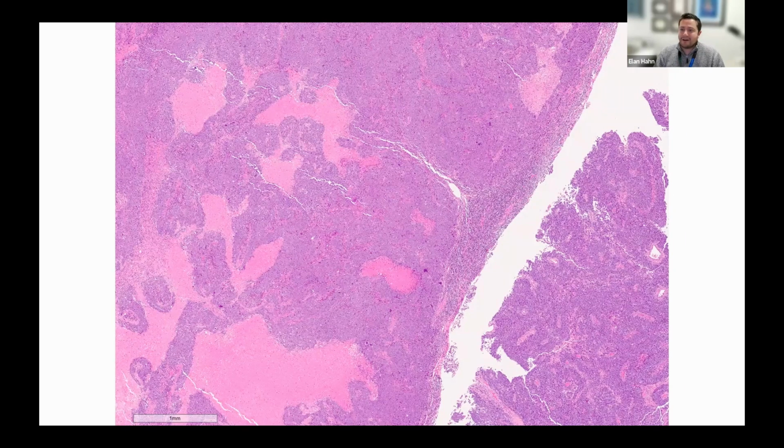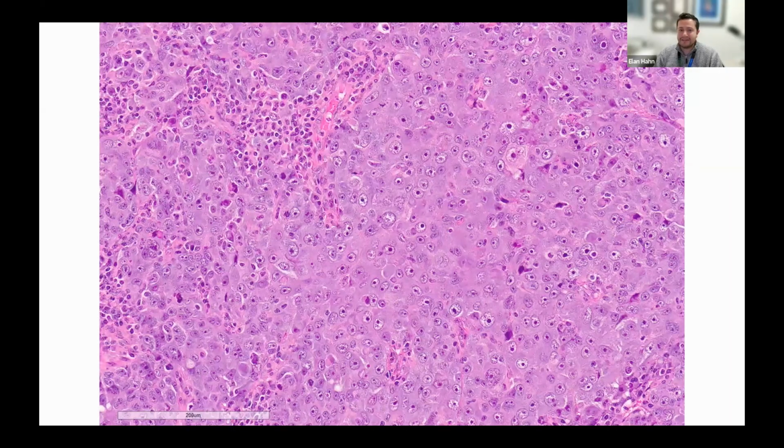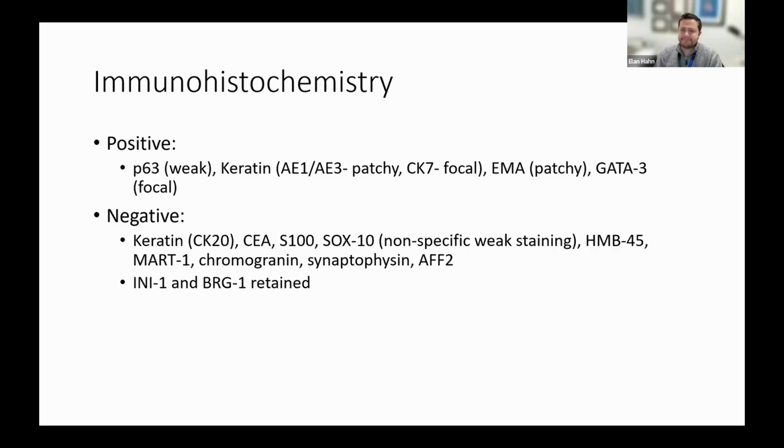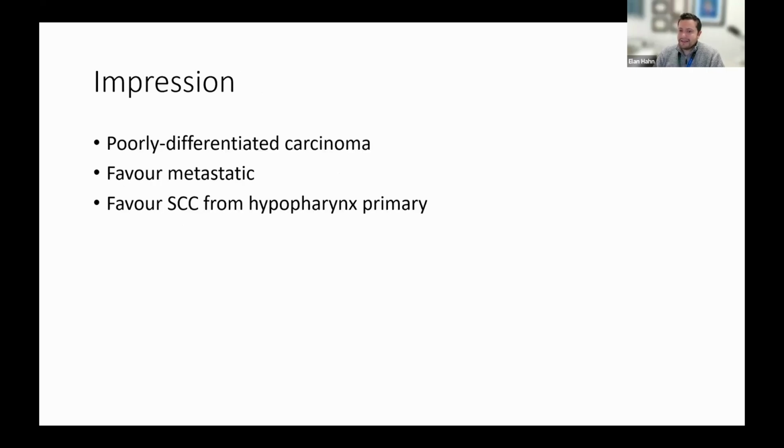This area at the top left of the screen is even more poorly differentiated because that patchy P63 is lost in this component, and as you can see, these are more primitive looking cells, more open, more pleomorphic. By immunohistochemistry, this was P63 weak to lost. The keratin was very patchy and focal. And again, all of these stains weren't very helpful. There was no specific line of differentiation here at all. But given some p63 staining, some keratins, we think this is a poorly differentiated carcinoma.